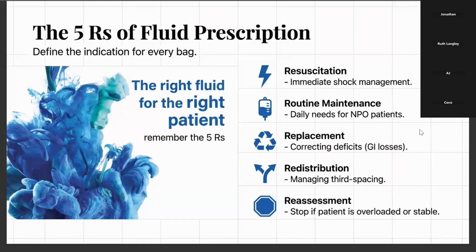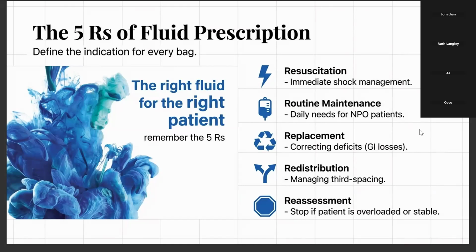So what are the 5 R's of fluid prescription? You need to define the indication for every bag. So you want the right fluid for the right patient. So resuscitation, immediate shock management. That's one of the indications. Okay, we need to give them fluid because their blood pressure is down in their boots, and we need to support it until we can start getting them better.